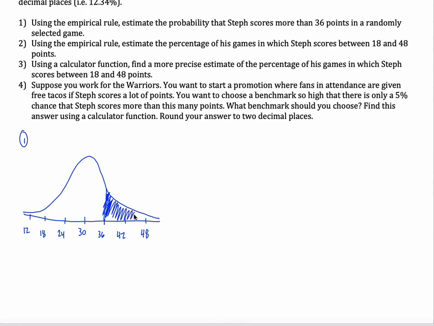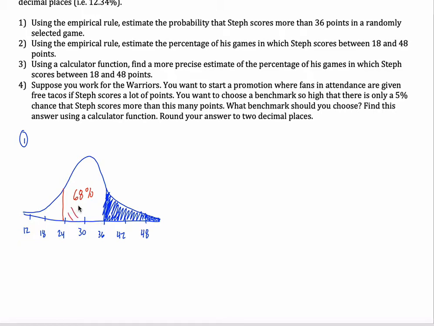So the first thing to know is that this shaded region represents the probability that Steph scores more than that many points, 36. And the second thing is to figure this area out using the empirical rule. There are several different ways you can get there. In my opinion, one of the easiest ways is to recognize that it's not asking what's the probability he scores between 24 and 36, but if it were, that probability would be 68%. Why? Because the empirical rule tells you that 68% of the observations lie within 1 standard deviation of the mean. So this area right here is 68.